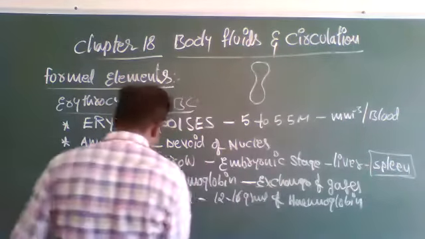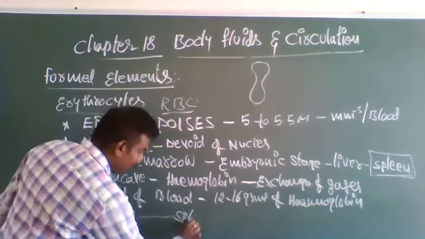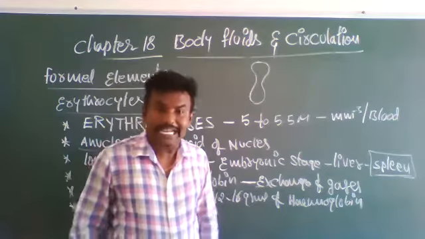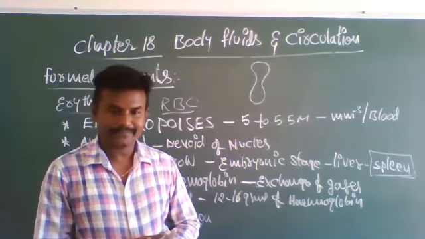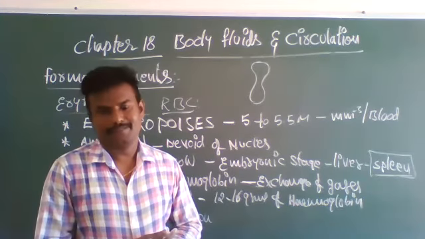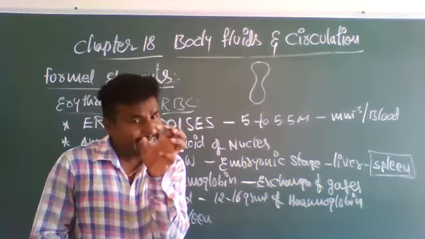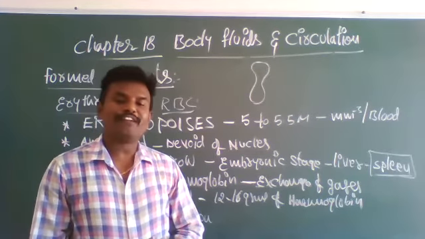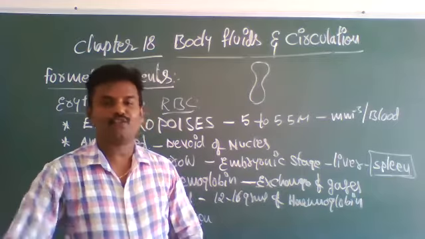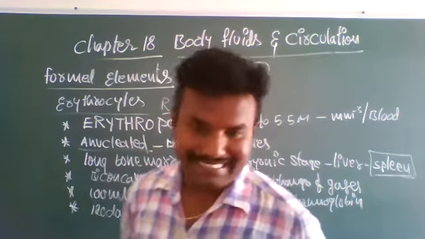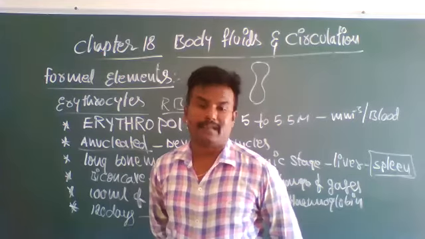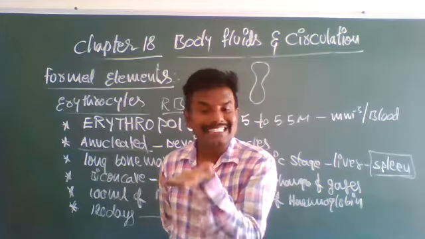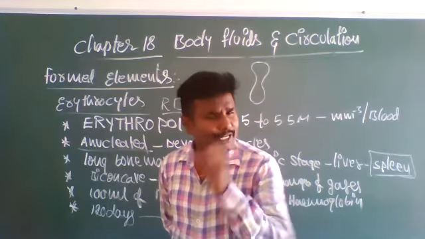After that, those red blood cells are destroyed in the spleen. That is why the spleen is called the graveyard of red blood cells, or burial ground of red blood cells. A very small amount of old red blood cells is destroyed in the liver also, but the major amount of red blood cells is destroyed in the spleen. Therefore, the spleen is called the burial ground of red blood cells. Very minute quantities are destroyed in the liver.